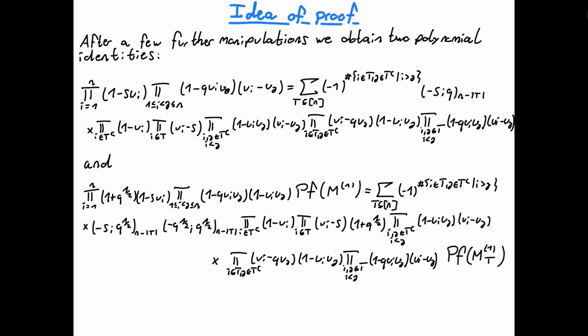Very scary things at first sight. But let's take a look, right? We started with two completely different identities, and now we obtained two polynomial identities. Let's compare them one by one.